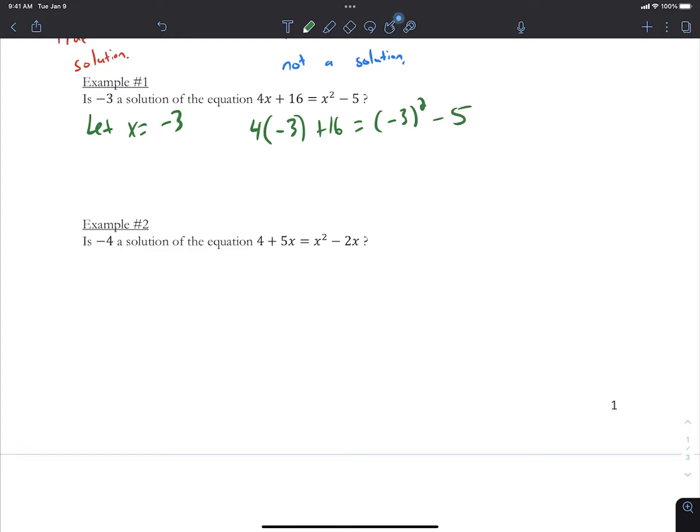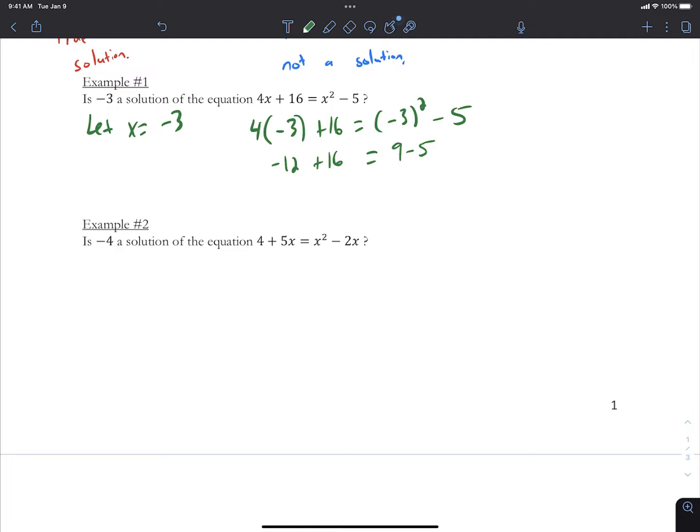So 4 times -3 is -12. We get plus 16 equals. And so I still have the full order of operations here. On the left-hand side, multiplying came before adding. And on the right-hand side, we need to square before we subtract. So -3 squared is 9, so I'd have 9 minus 5. I'm just doing one operation at a time on either side.